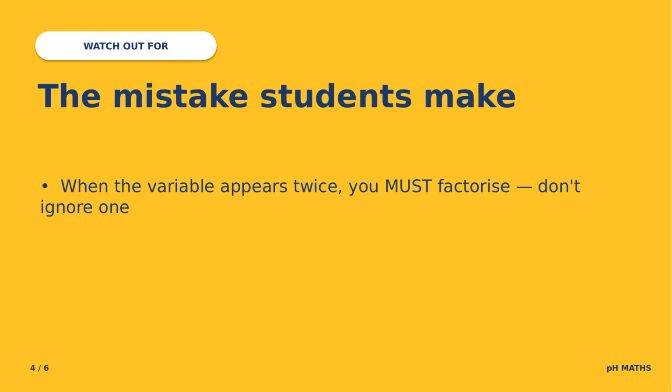Common mistake. When the target variable appears twice, you must factorise. Don't ignore one of them and hope it goes away. Collect both copies of the variable on one side, then factor them out as a common factor. Now you can divide and isolate cleanly.